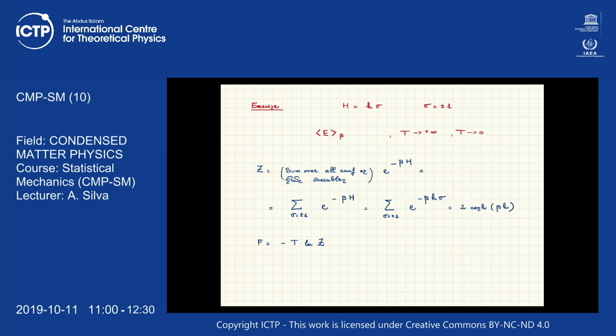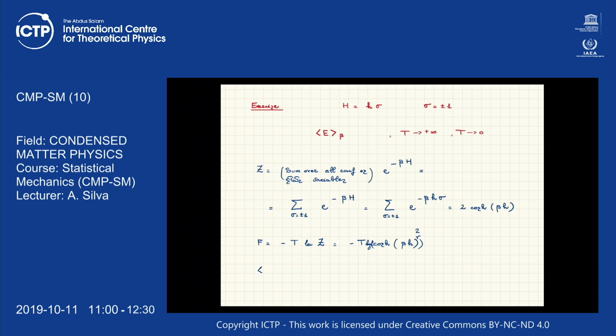Anyway, once you have the partition function, the first thing you do is compute the free energy. This is equal to minus T log of cosine hyperbolic of beta h. Yes, log, absolutely, you're right. And then there is a factor of 2 somewhere here.